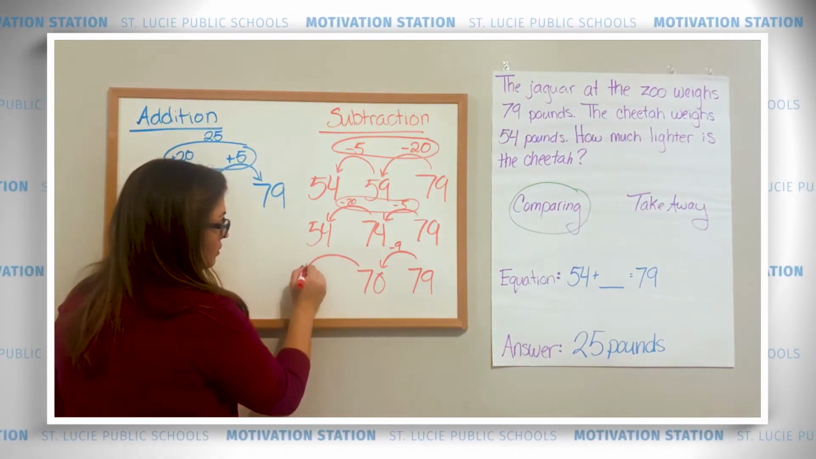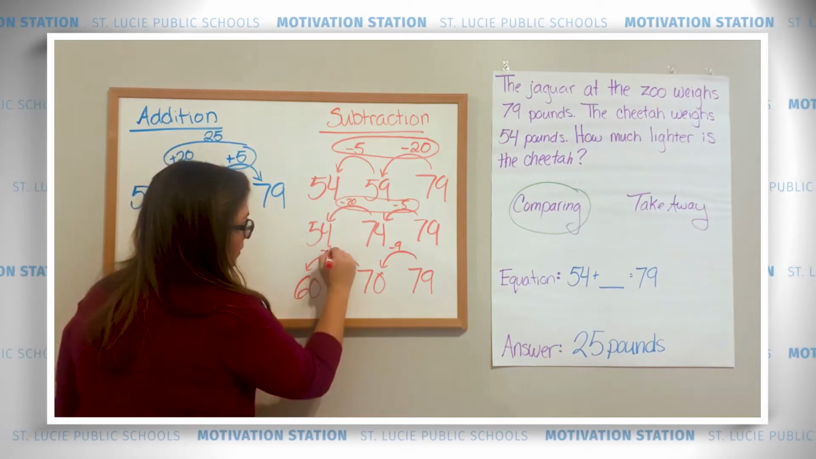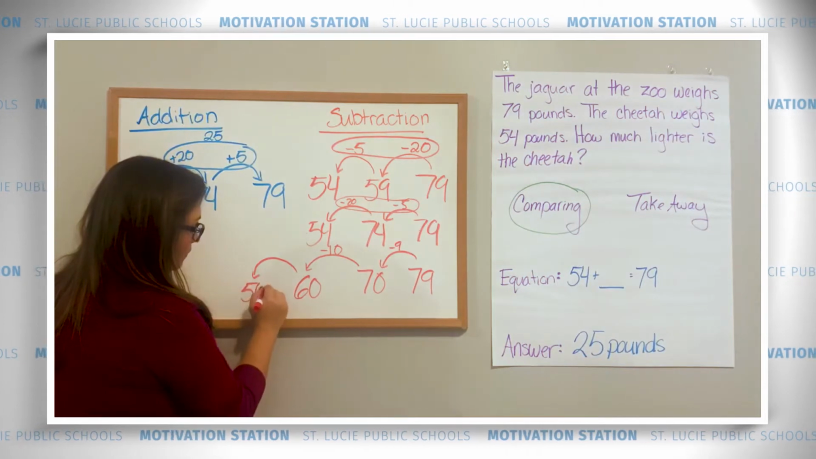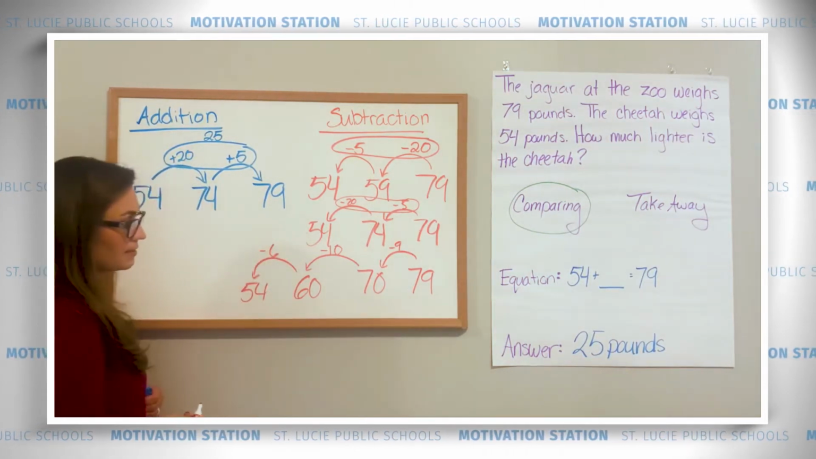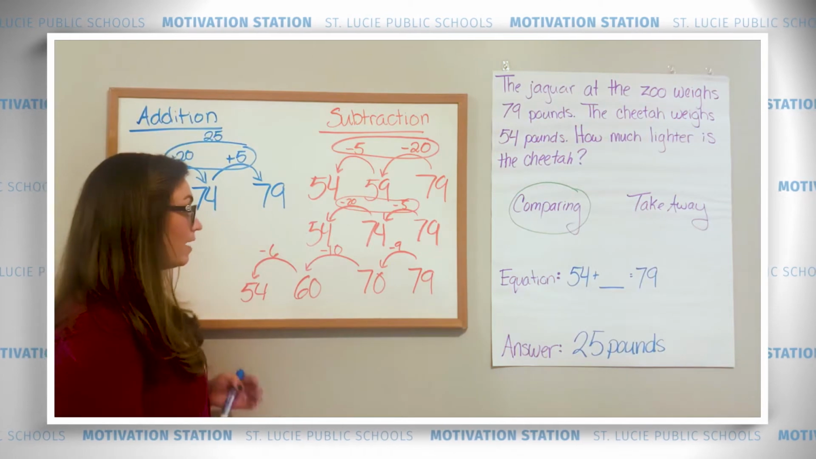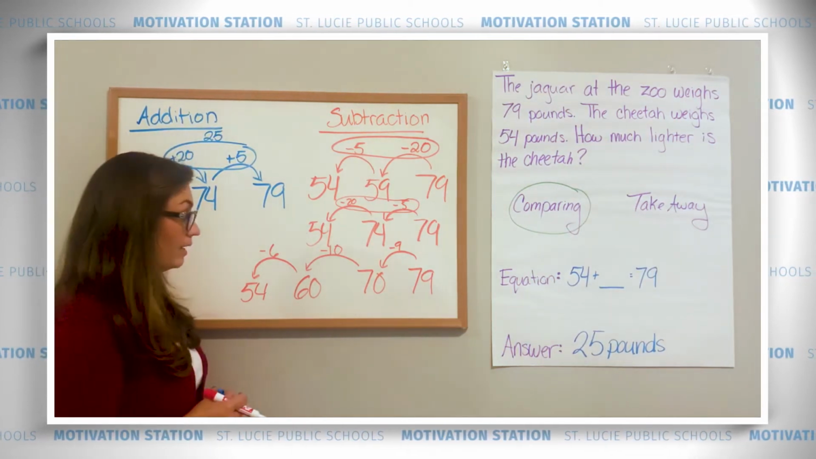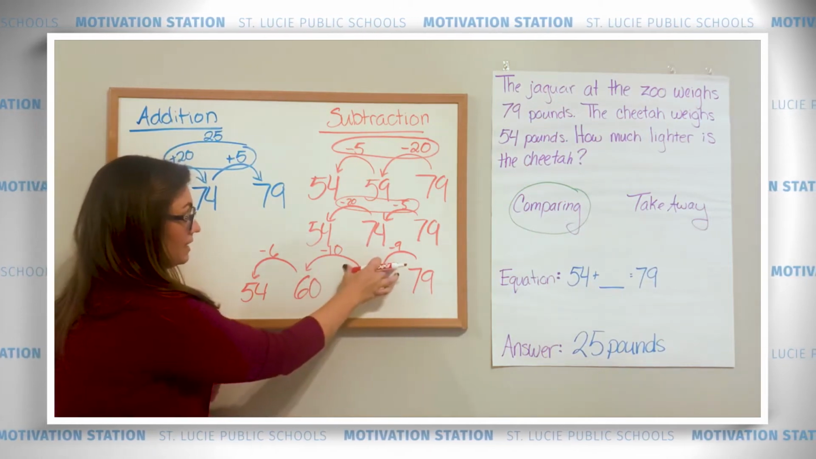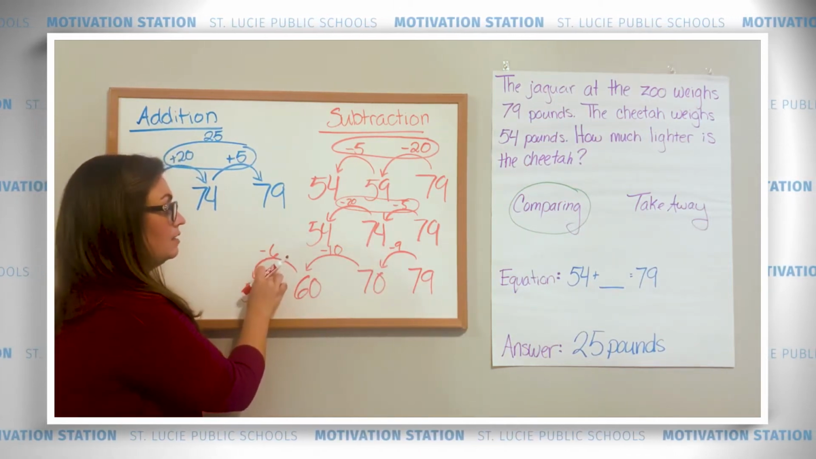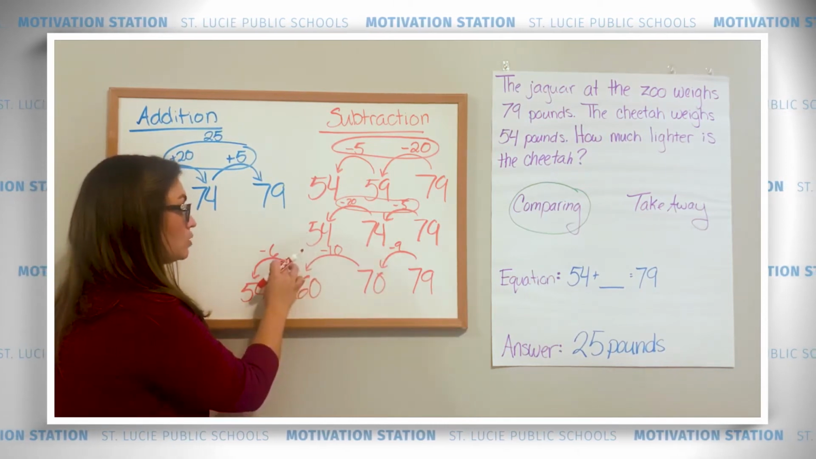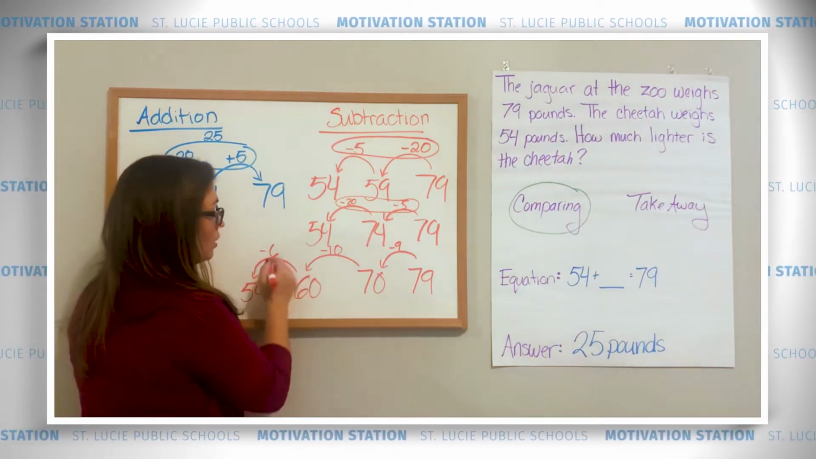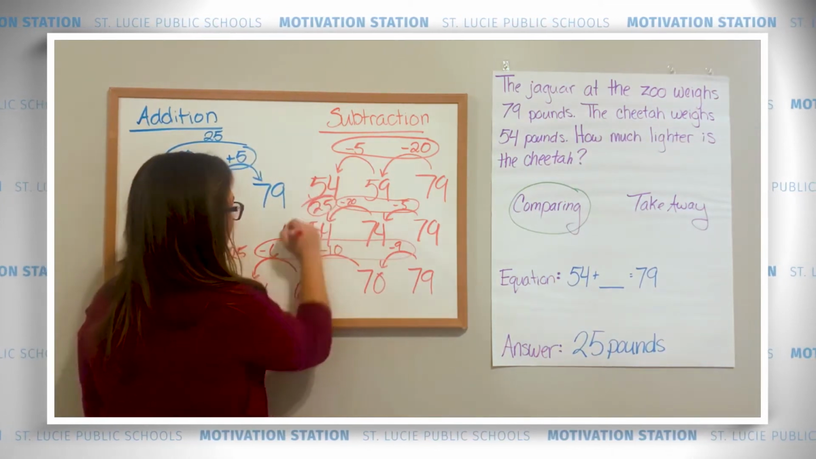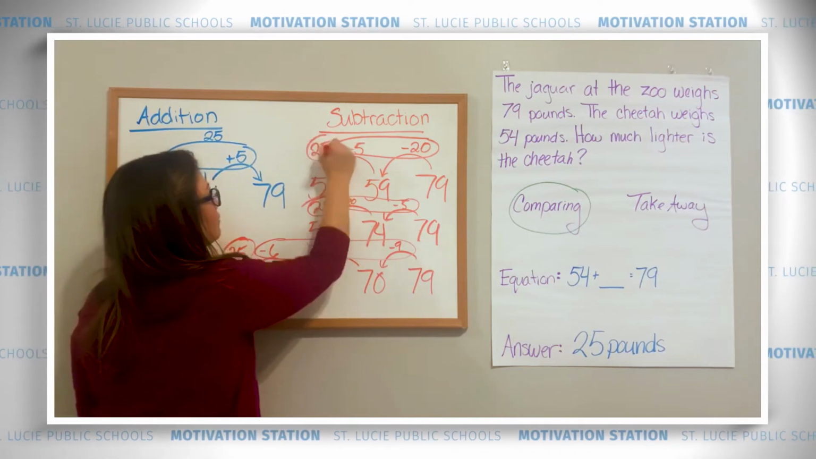70 to 60 is minus 10. And 60 to 54 is minus 6. Now, that makes you have to add up more, but you can do it. 10 plus 9 is 19. 19 plus 6 is going to be, well, 19 plus 1 more would be 20, plus the 5 more from the 6 would be 25 again. All of these answers give you 25.